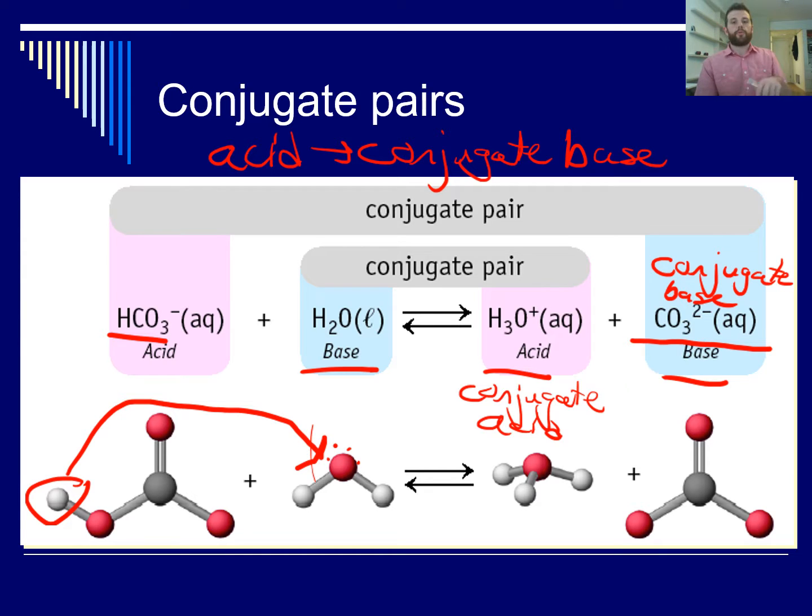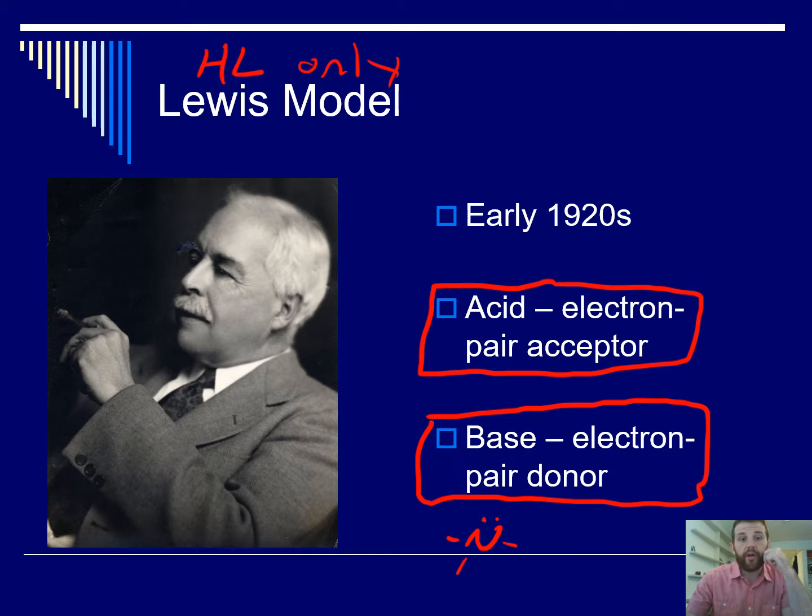Because now that H3O+ can donate a hydrogen, it's just a way to describe what an acid is after it has donated. So they're the same species; there's only ever going to be a difference of a hydrogen. The other one, this is HL only.